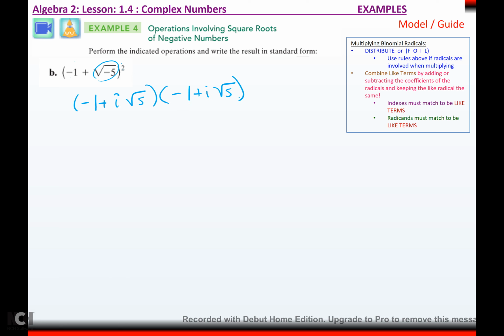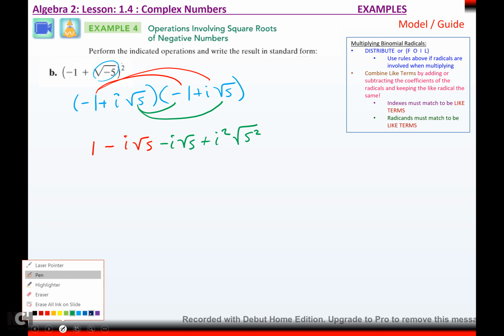Squaring it means you multiply it by itself. But if you don't write it out, you'll only do two of the multiplications, and your answer is going to be wrong. So now I have -1 times -1 is +1. -1 times a positive i square root of 5 is negative i square roots of 5. Second one goes, i square roots of 5 times -1 is negative i square roots of 5. i square roots of 5 times i square roots of 5 is i squared times square roots of 5 squared.